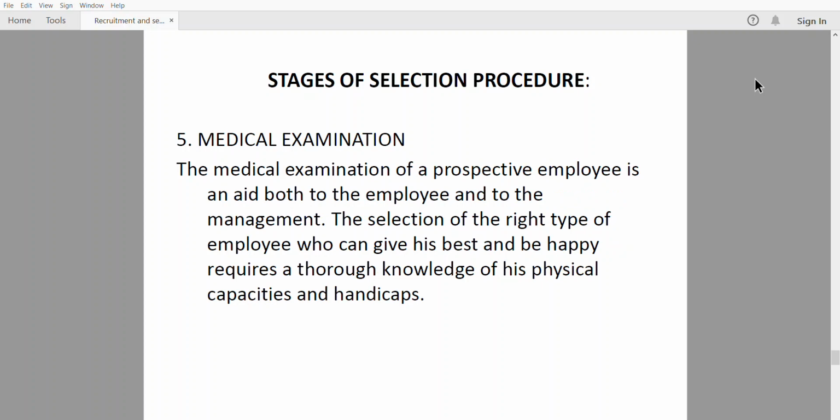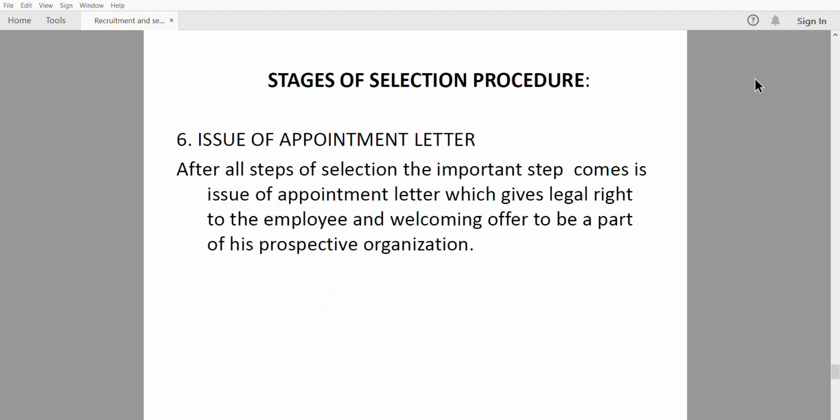Medical examination. Medical examination of a prospective employee is an aid both to the employee and to the management. The selection of the right type of employee, who can give his best and be happy, requires thorough knowledge of his physical capacities and handicaps. Issue of appointment letter. After all this selection, the important next step is the issue of the appointment letter, which gives legal right to the employee and the welcoming offer to be a part of this prospective organization.